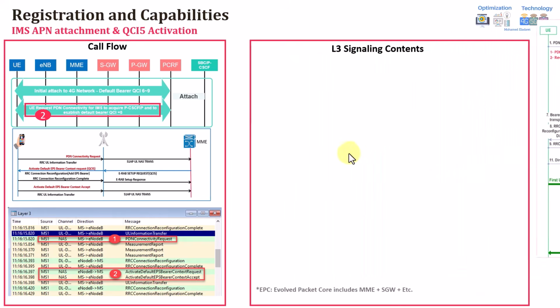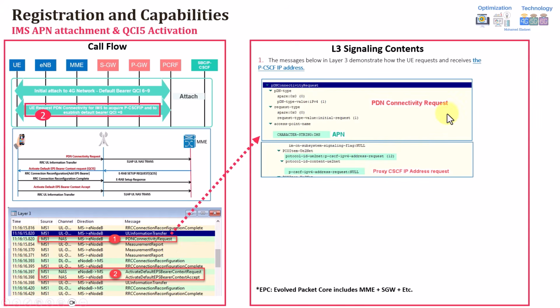So now let's see what we have as the content of this message. For example, here, the PDN connectivity request. If you open this message, you'll find that the UE is requesting, okay, I would like to get the information. First, my PDN type, I'm supporting IP version 4. And here, this is my access point name, which I would like to get information about, which is IMS.